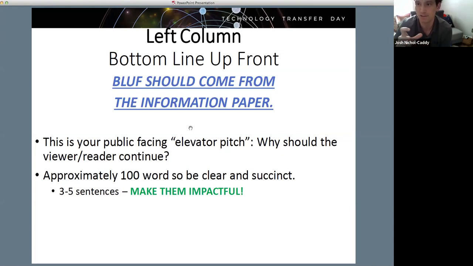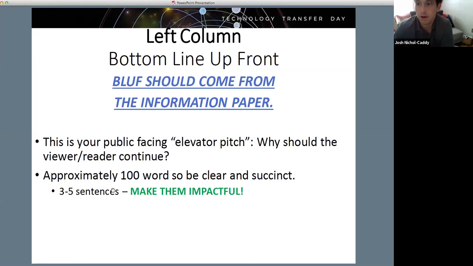There's far less space on a quad chart, so that one has had to be pretty succinct, but you can put more detail into the information paper. So use your bottom line up front from the information paper in that top left corner of the poster. This is your public facing elevator pitch, and this is where they're going to look first. The tech scouts, as they're reviewing your poster, why should they continue reading? Approximately 100 words, 3 to 5 sentences.